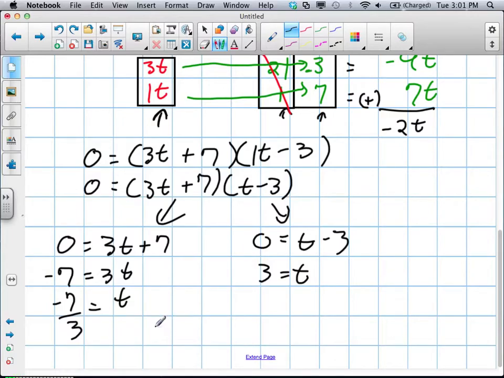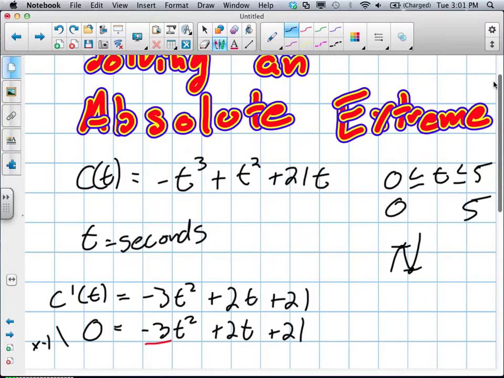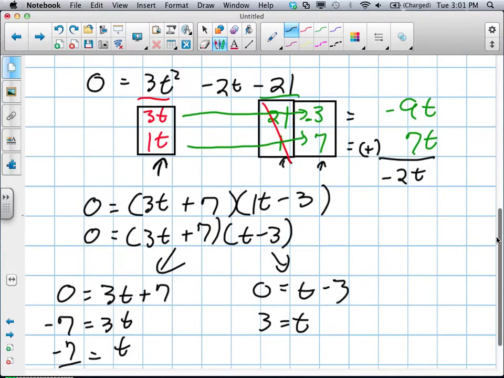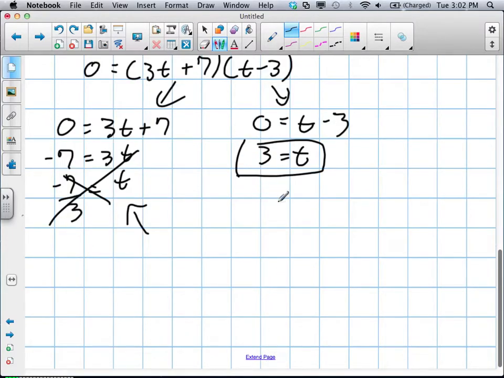But remember, these are on intervals. Very, very important. I go to my interval, which has to be between 0 and 5. Only one of these falls between 0 and 5. Negative 7 over 3 does not fall between 0 and 5, so it's not an option for us. The only option is 3, so my turning point is at 3. My initial and ending points are 0 and 5, so I have 0, 3, and 5. I need to find C of t for each of those values.